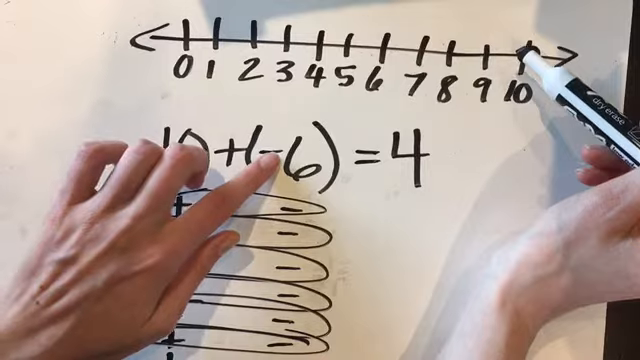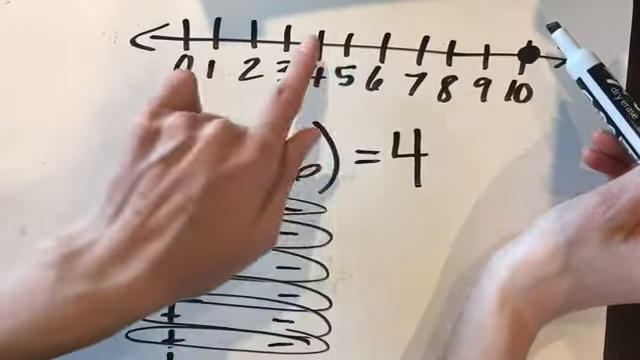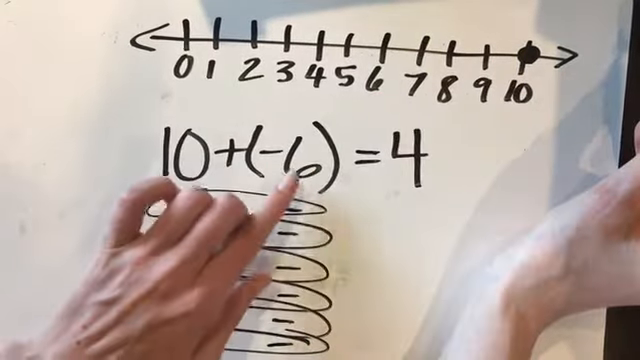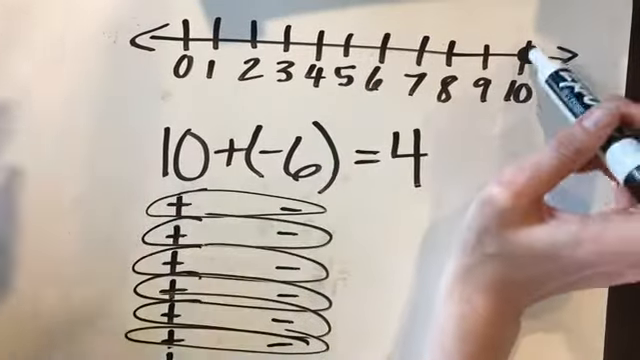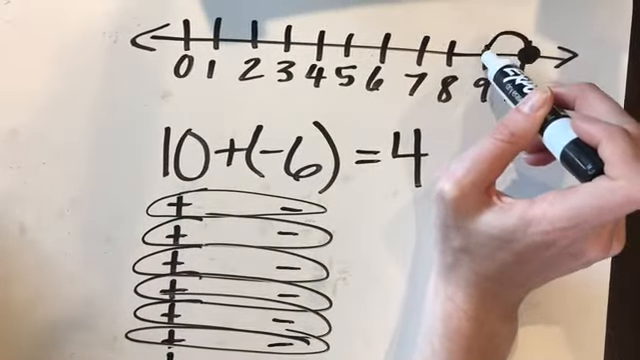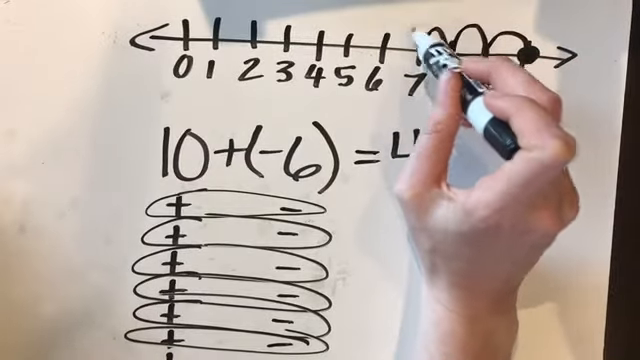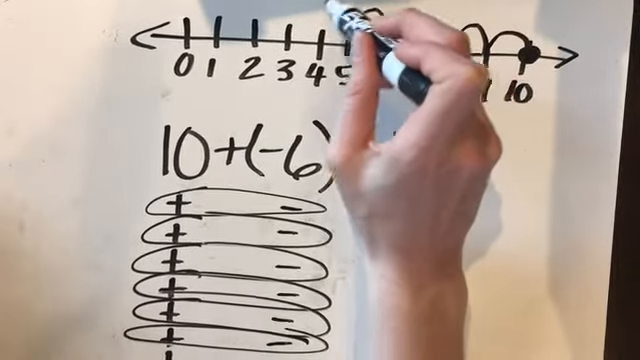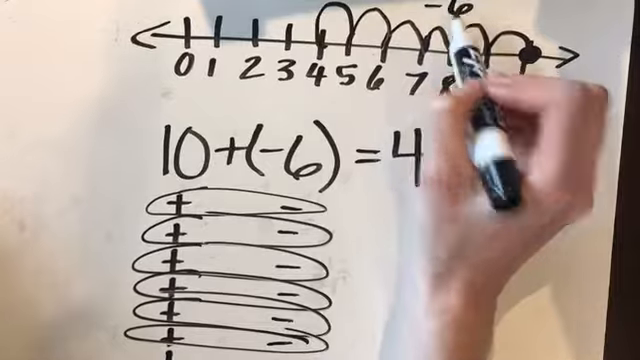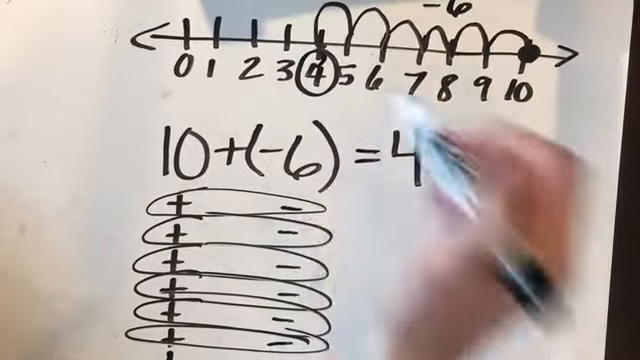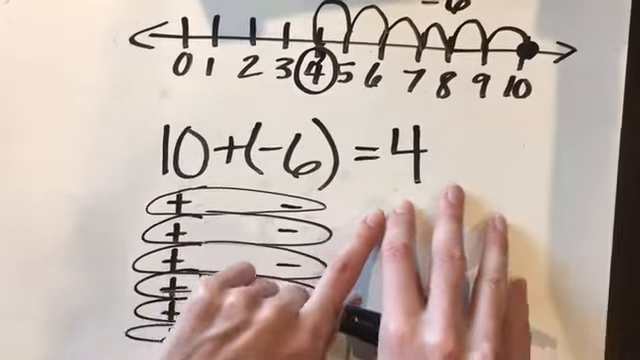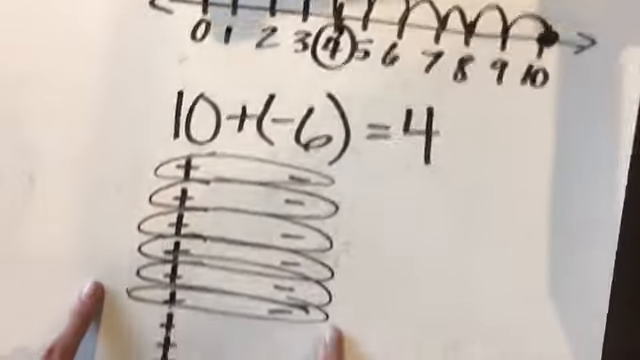Now if it's a -6, will that be to the left or will that be to the right? If it's negative, it's getting smaller, so we would be going to the left. Okay, so we're going to go back 6. So 1, 2, 3, 4, 5, 6. So when we are at 10 and we go back 6, we end up at 4, which is what we got. Okay, so this is a way you can model what you're doing.